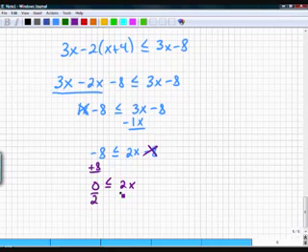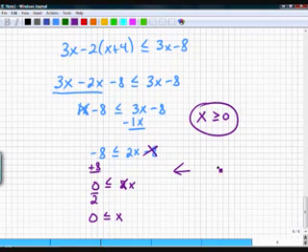Divide by 2. So do we flip our symbol over? No, because you're dividing by a positive. So you have 0 divided by 2. 0 is less than or equal to x. X is greater than or equal to 0. Okay, flip it around. If 0 is smaller than x, then x is bigger than 0. That is a solution. Here's 0.